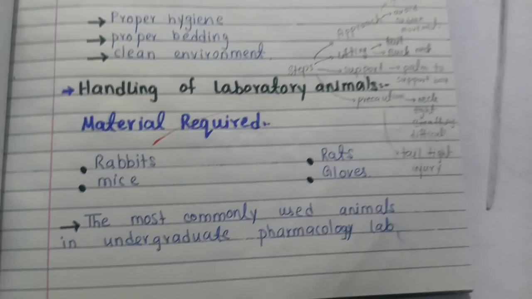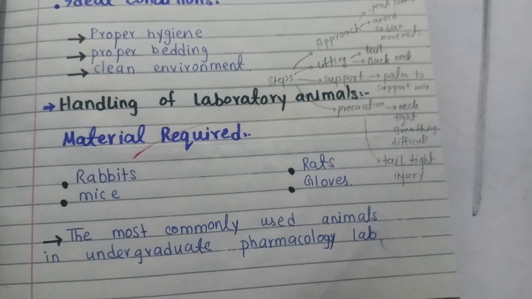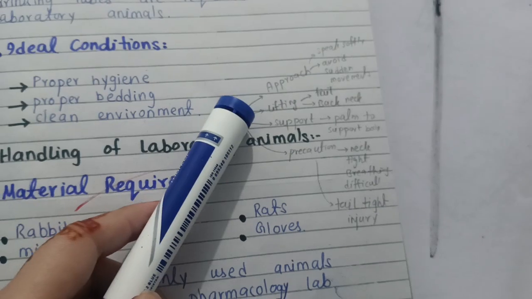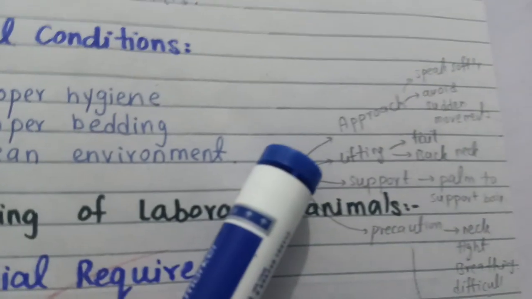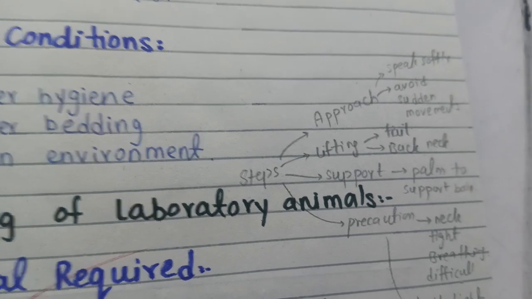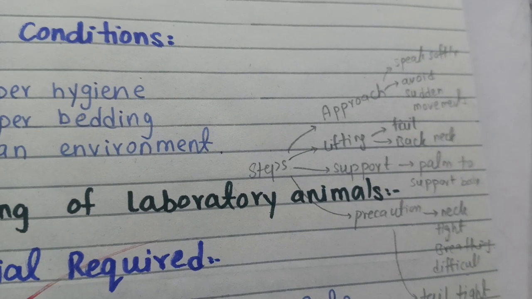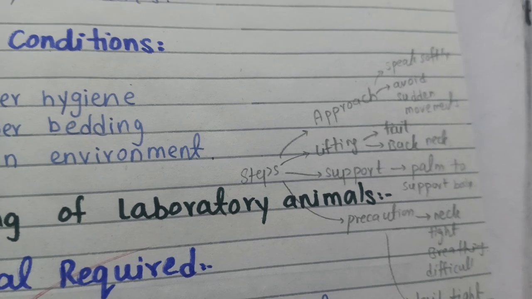Ideal condition. Now we have handling of lab animals. So how to handle them? There are some steps. First of all, approach. You have to approach them, how you will go toward a lab animal. We have a lot of animal houses in the universities and in the research labs. And first of all, you have to move toward the animal.